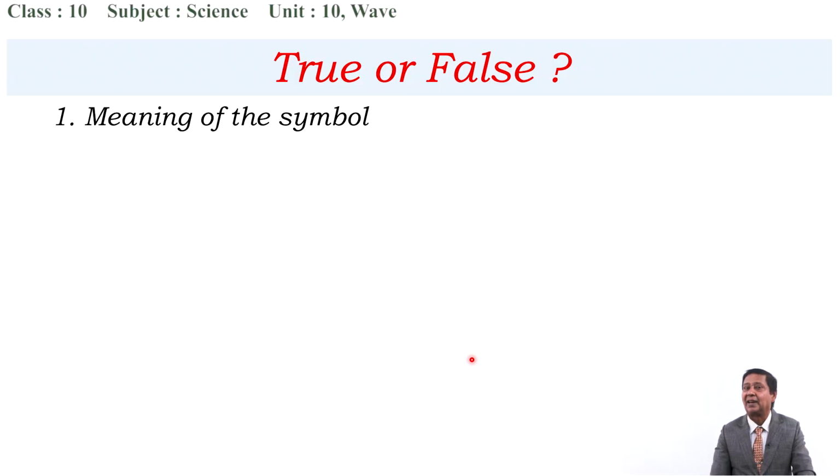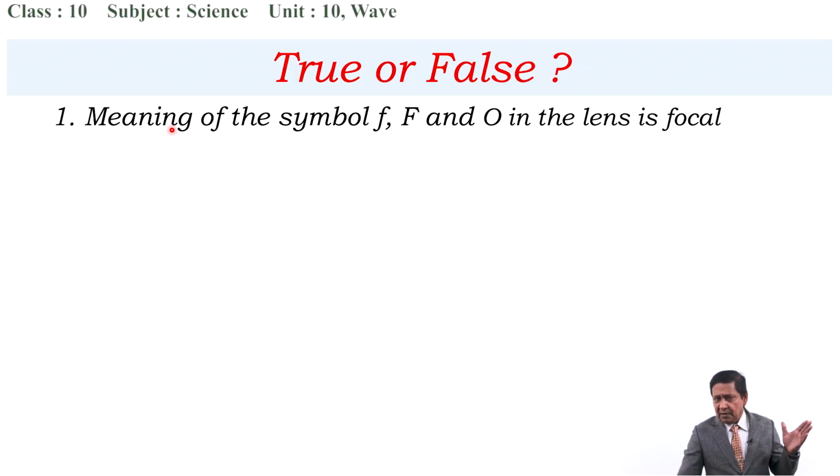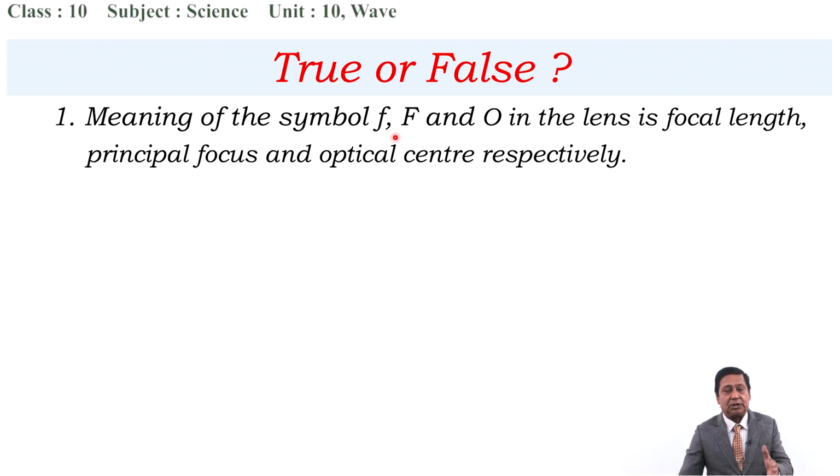Look at this argument: the meaning of the symbols small f, capital F and O in the lens is focal length, principal focus and optical center respectively. Is it? At this time I don't know. When you think about this and get a correct or incorrect result, then I'll tell you. Just think about this.